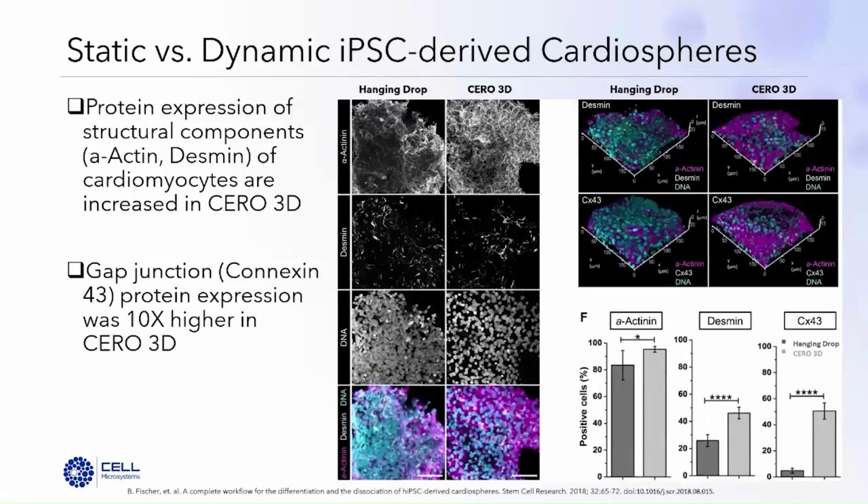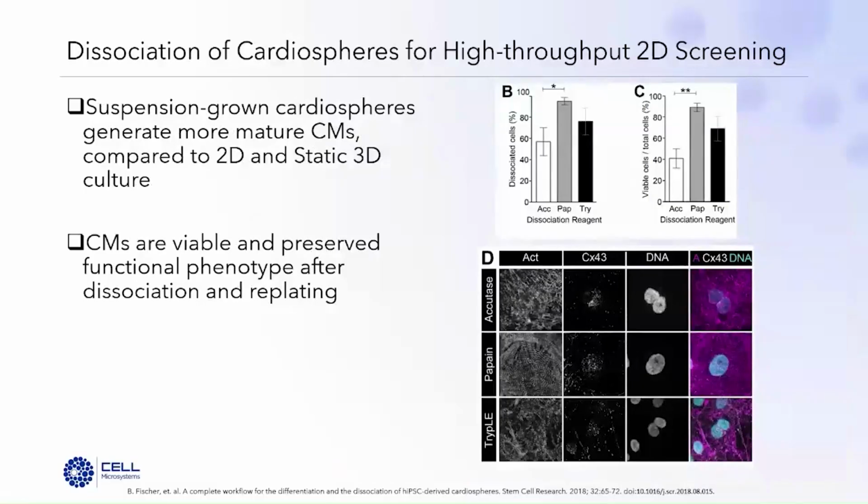So I've shown you previously that they found that the Zero produced more mature cardiomyocytes compared to the static culture. And they also showed that 3D propagation of cardiomyocytes was more efficient than 2D. But it's well known that 3D things are more challenging to dissociate. So they wanted to test different dissociation methods to see if those mature cardiomyocytes could then be replated and used for their 2D high throughput screening. So you can see here, they were successfully able to dissociate those cardiospheres, and when they replated them, they maintained their functional phenotype after that replating.